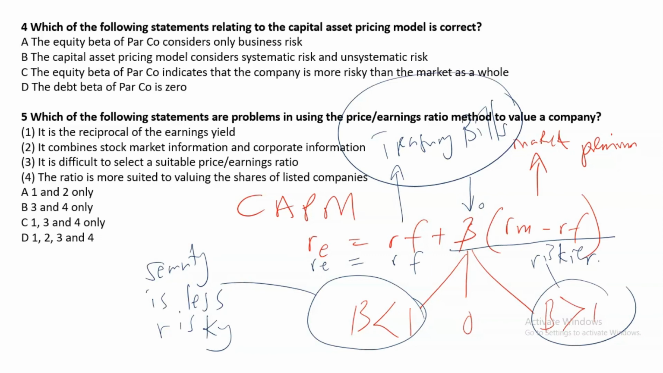So given that background, ladies and gentlemen, what is the solution to question number four? Let us attack the question step by step. Let's look at part A or choice A. The equity beta of PowerCo considers only business risk. Is that true? Okay.